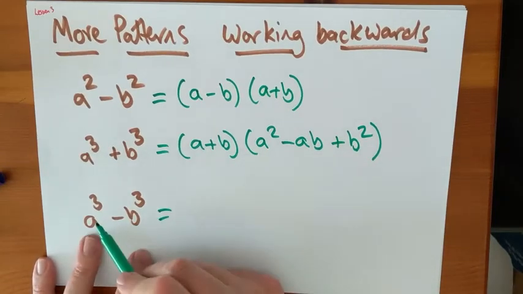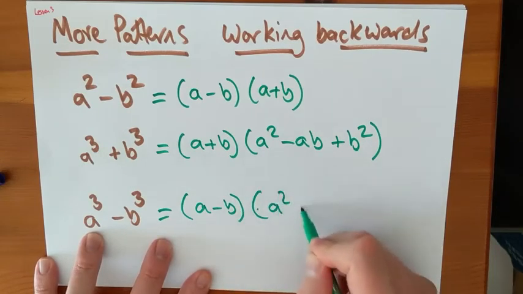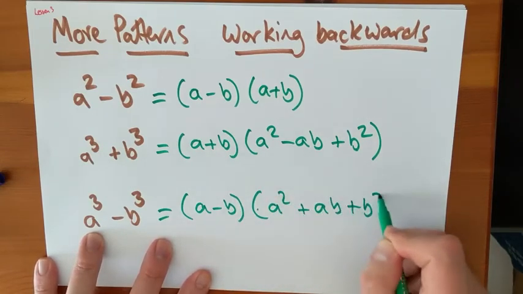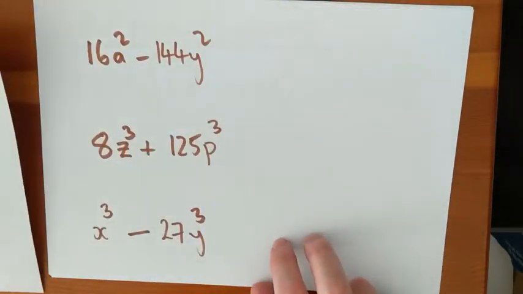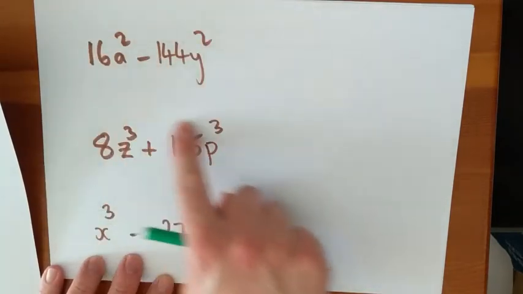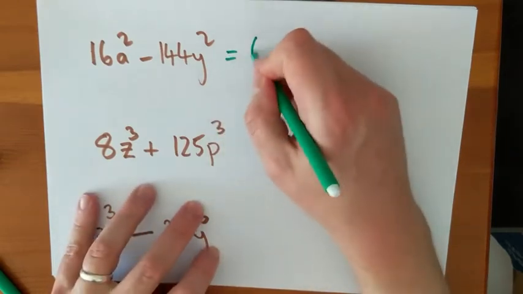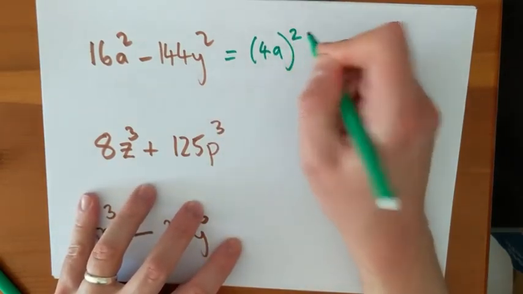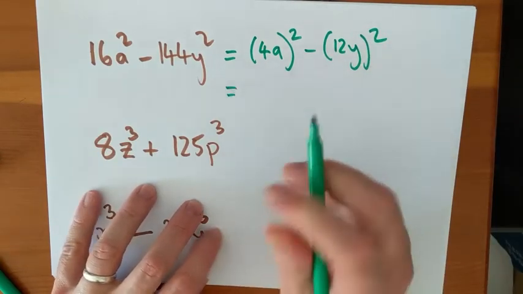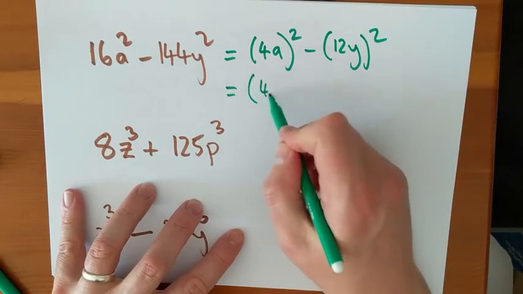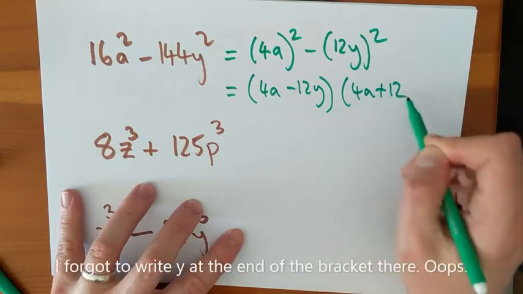In a similar way, a cubed minus b cubed can be factorized into a minus b times a squared plus ab plus b squared. And these three patterns can help us factorize things like this. This one is clearly the difference of two squares. It's more complicated because it's got 16 and 144, but you can think of this as being 4a all squared minus 12y all squared, which means we can stick that into two brackets. We'll have the 4a minus 12y and 4a plus 12y.